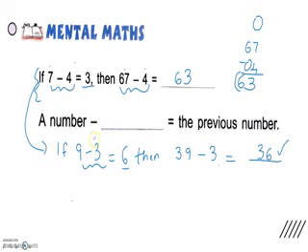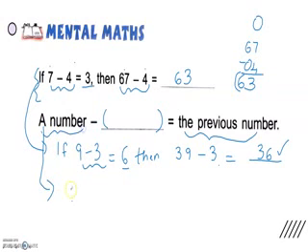Now we can see the next one. A number minus dash is equal to the previous number. What will be the answer here? We can do it like this. Take any number, you can take any number. See, we can take 7. A number minus dash is equal to the previous number. We have taken 7 as the number. We know that the previous number of 7, the number before 7, is 6.